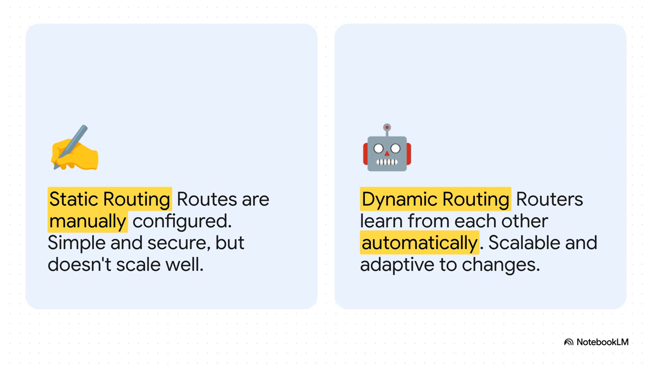Well, there are two main ways. With static routing, a network admin has to manually type in every single route. That's fine, I guess, for a tiny network that never ever changes, but for the internet, no way. That's where dynamic routing comes in. The routers literally talk to each other, sharing information to build and update their own maps on the fly. It's like a self-healing system that can adapt to changes in real time.